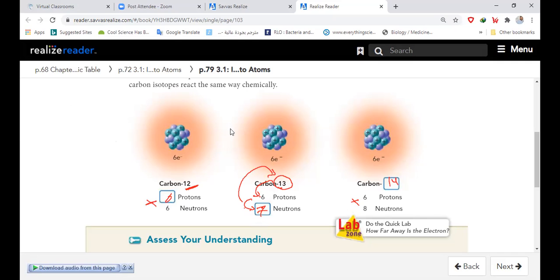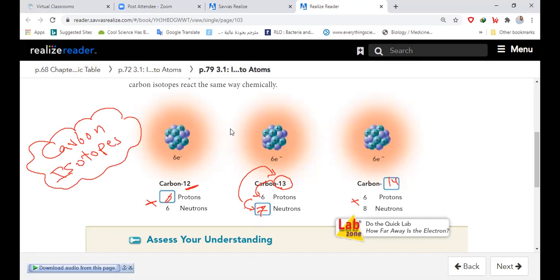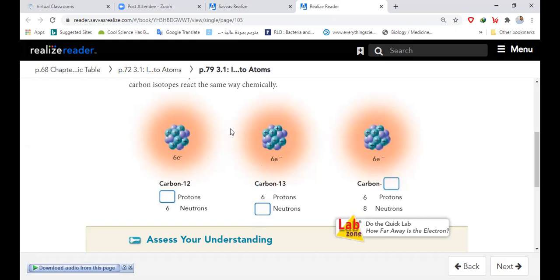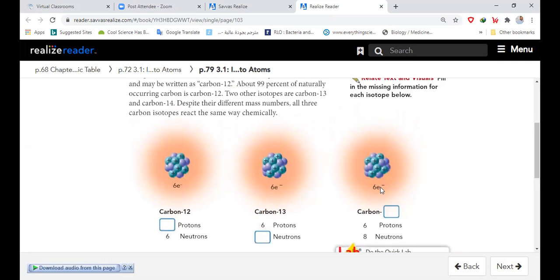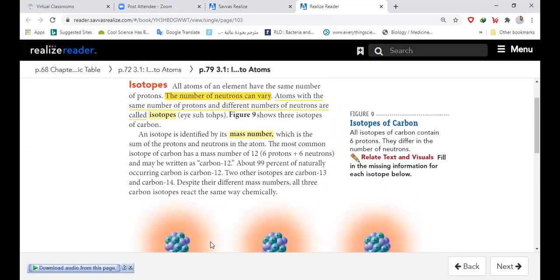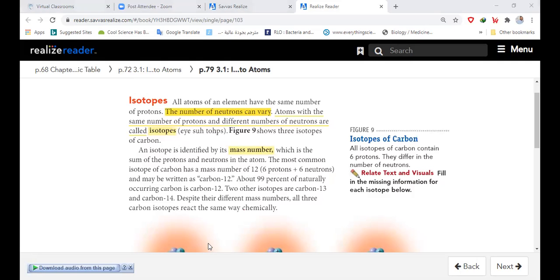So these are called carbon isotopes. They are atoms of carbon that have the same number of protons, but they differ in the number of neutrons. I need someone to read, please. Raise your hands. Okay, Ahmed, then Ala, the next one.